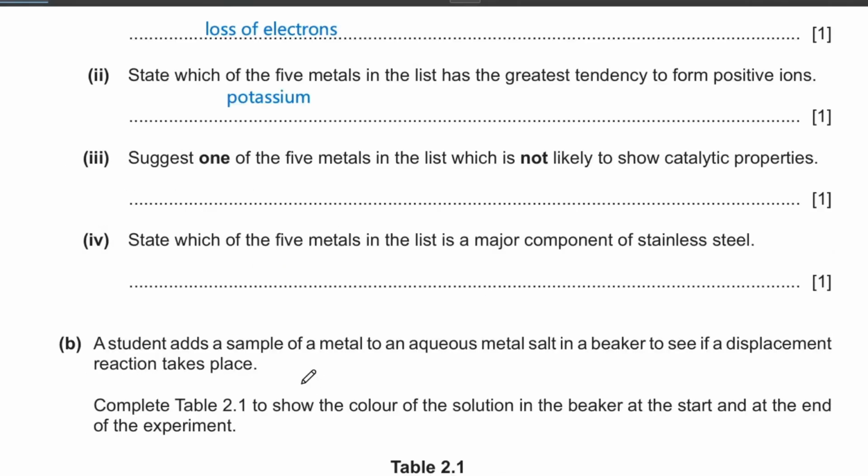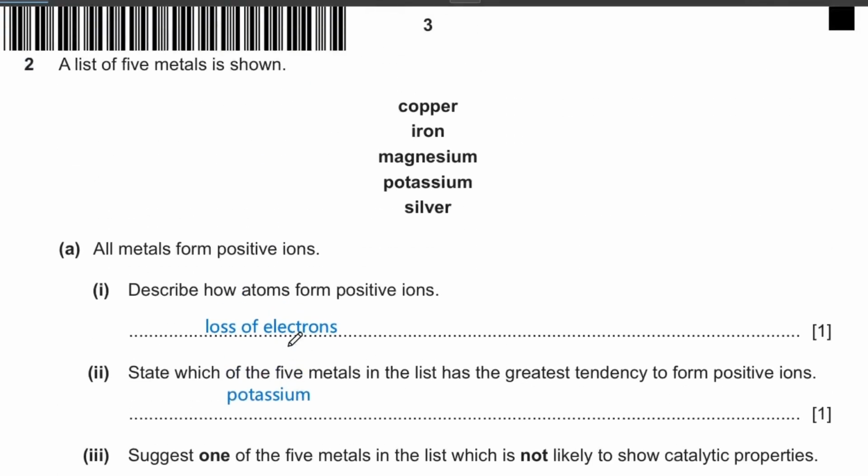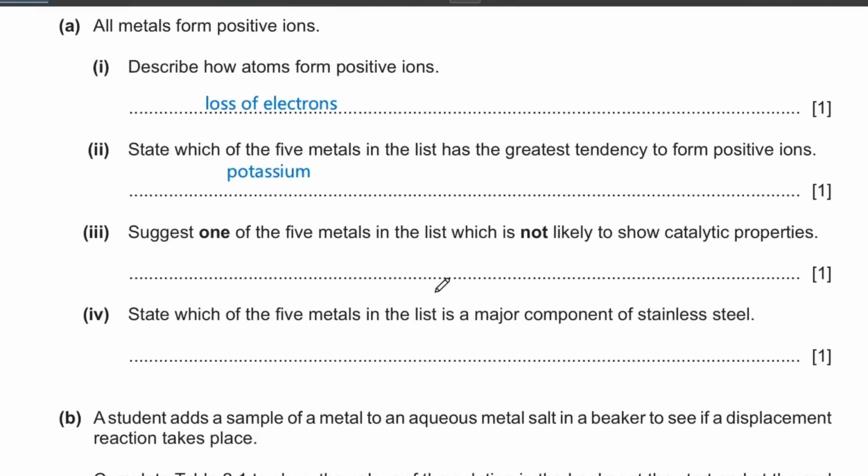Next question. Suggest one of the 5 metals in the list which is not likely to show catalytic properties. If you look at these 5 metals, we have copper, iron, and silver. Copper and iron are transition metals, and because they are transition metals, they have a tendency to act as catalysts. The metals that do not have a tendency to act as catalysts are magnesium and potassium because they are not transition metals. So our answer is going to be magnesium. If you like, you can put potassium, it's still correct. Next question, state which of the 5 metals in the list is a major component of stainless steel. The answer is iron. Stainless steel is an alloy, a mixture of metals and non-metals, and one of them is iron.